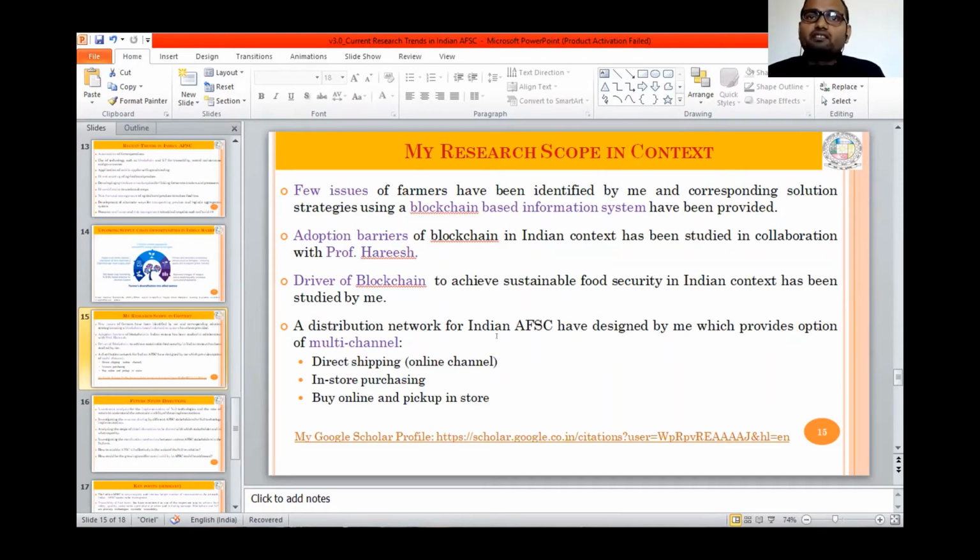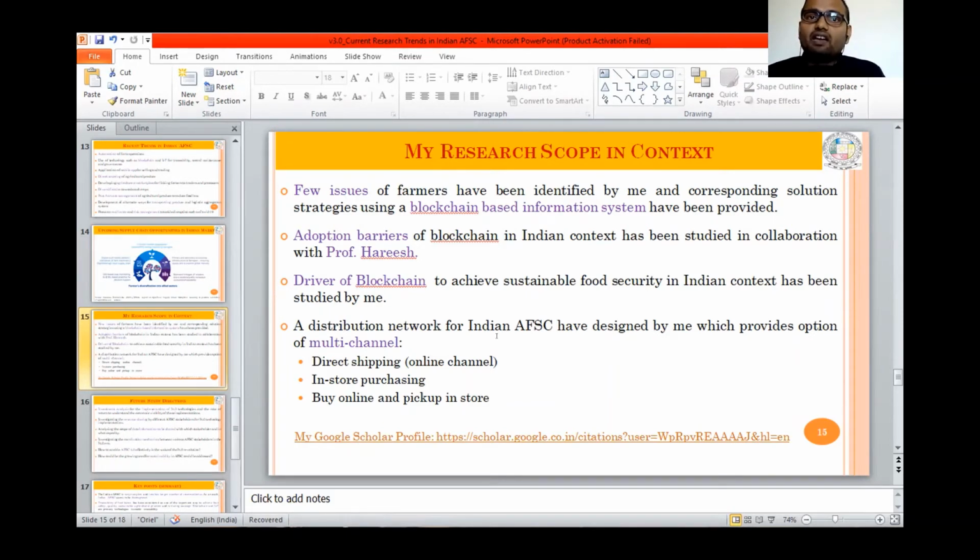In one year, there have been around 70 citations to this work. Oh, wow. Yeah, and thanks to Professor Hurry-ish, his inputs were very valuable. We also found out what drivers of blockchain can be used to achieve sustainable food security, and how it can be used in the public distribution system of the Indian government.